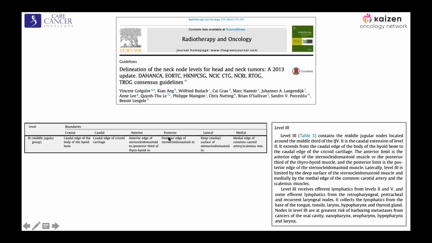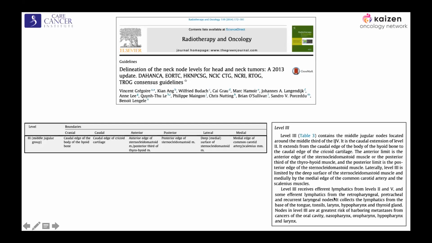So the boundaries as per the contouring guideline: cranially, again, it starts where level 2 ends, that is, the caudal edge of the body of the hyoid bone. Caudally, it extends up to the caudal edge of the cricoid cartilage. Anteriorly, it extends till the anterior edge of the sternocleidomastoid or the posterior third of the thyrohyoid muscle. We'll just see this in more detail. Posteriorly, as I already mentioned, levels 2, 3, and 4 end where the sternocleidomastoid ends posteriorly. Laterally it is restricted by the sternocleidomastoid, and medially by the paravertebral muscle, the scalenus in this case, and include the common carotid artery.